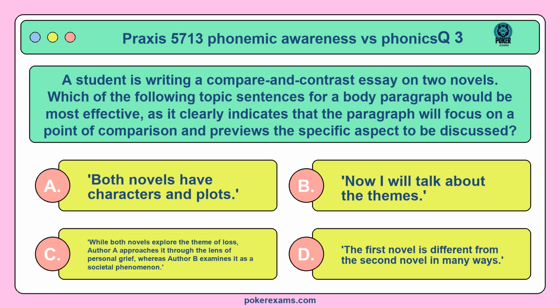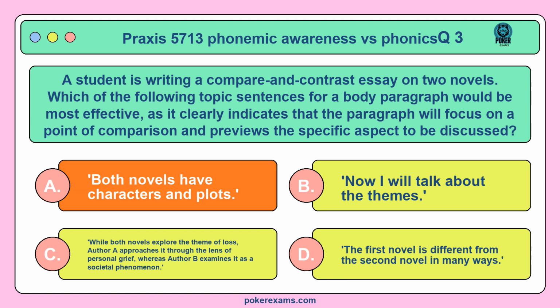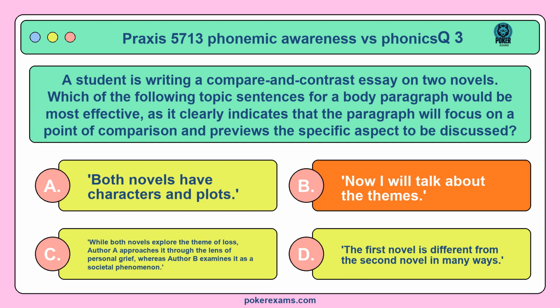Question 3. A student is writing a compare and contrast essay on two novels. Which of the following topic sentences for a body paragraph would be most effective, as it clearly indicates that the paragraph will focus on a point of comparison and previews the specific aspect to be discussed? Option A. Both novels have characters and plots. B. Now I will talk about the themes.